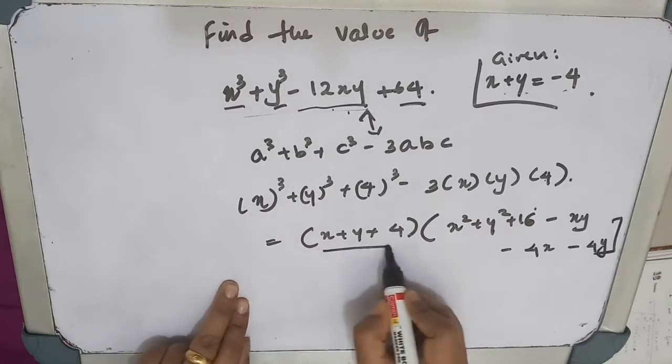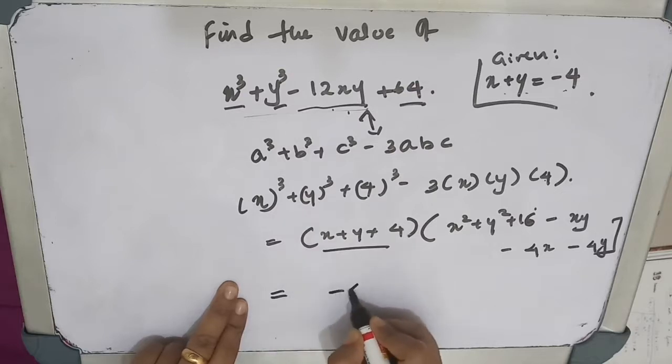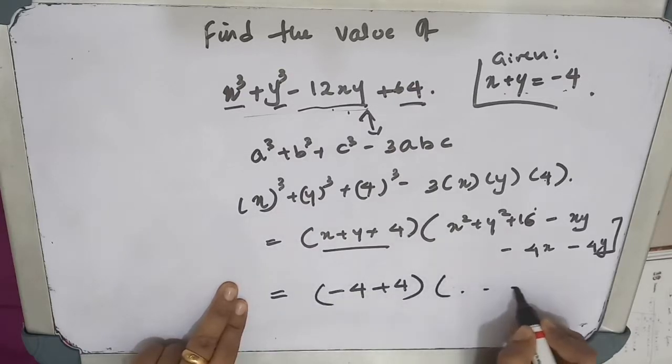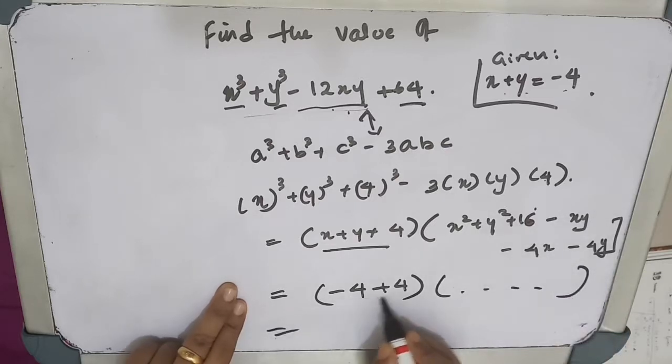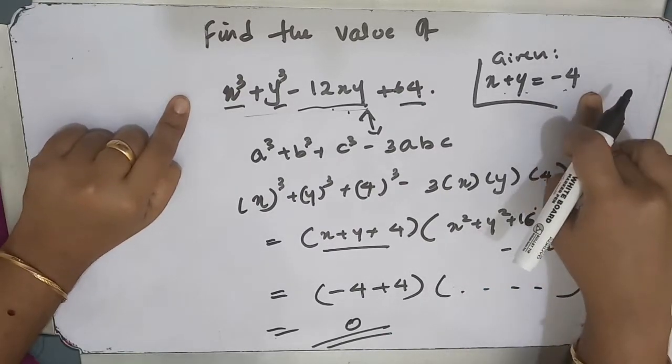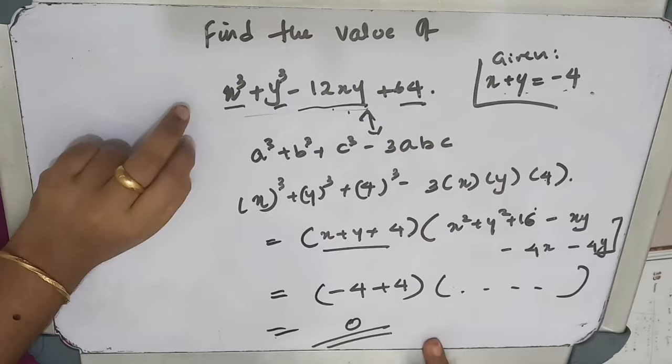Now let us substitute the value of x plus y. So minus 4 plus 4 into this term. We know that minus 4 plus 4 is 0. Therefore, the value of this expression is equal to 0 if x plus y is equal to minus 4.